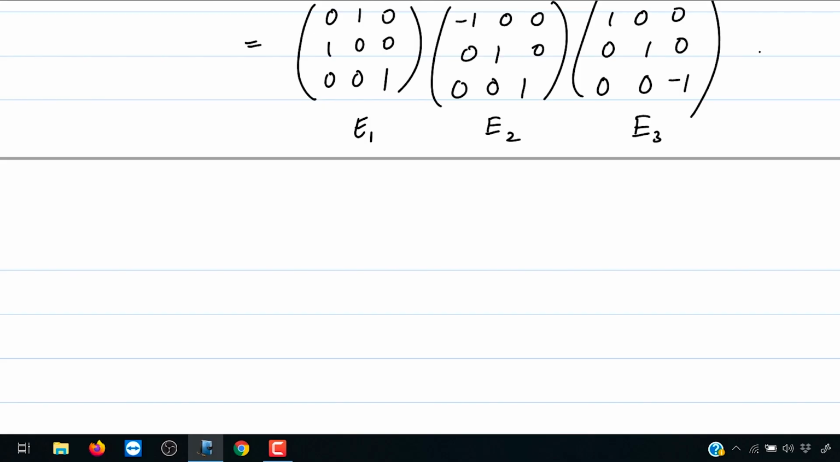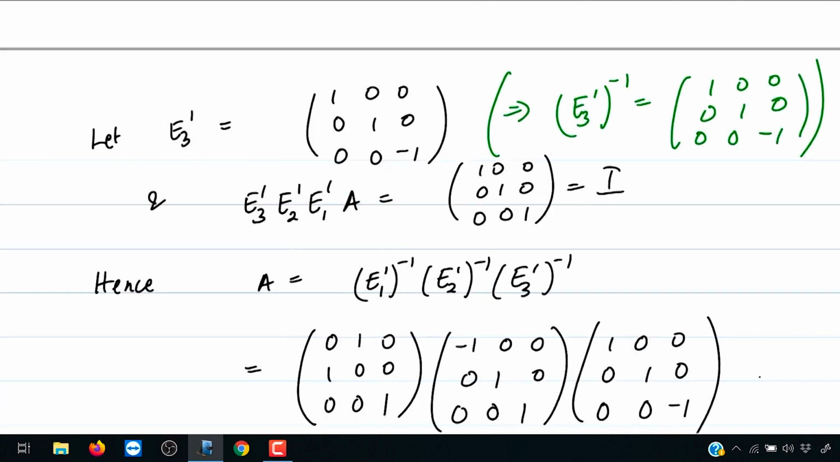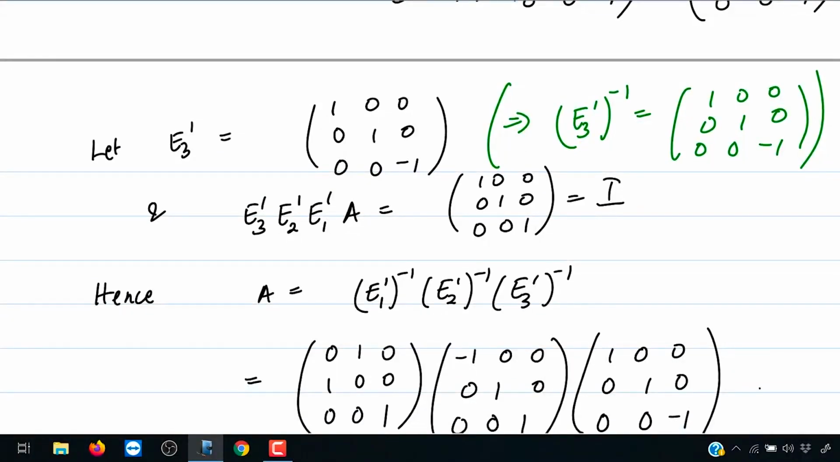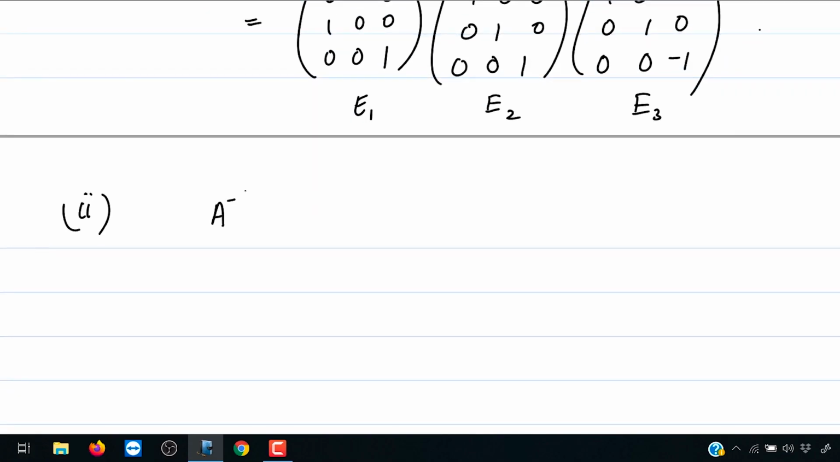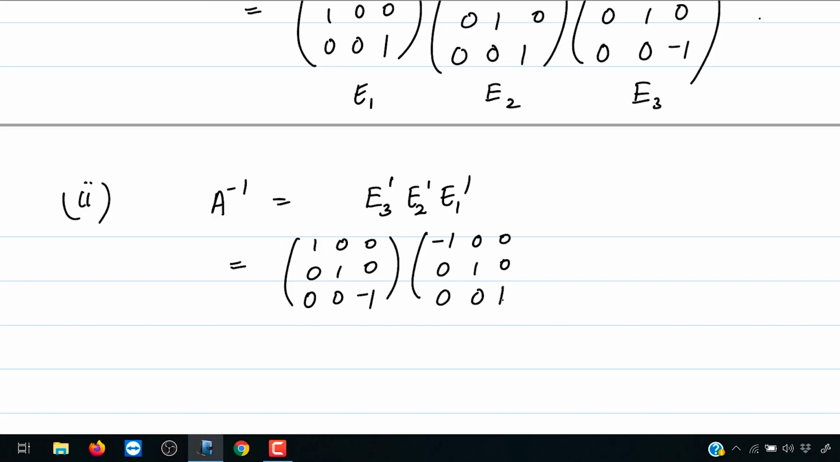That's good. Now let's look at what is A inverse. This is the second part, which has to compute A inverse. A inverse, if you notice, is from here just the product of E3 prime, E2 prime, E1 prime. Let's just write it down. E3 prime was 1 0 0, 0 1 0, 0 0 minus 1. E2 prime was minus 1 0 0, 0 1 0, 0 0 1.